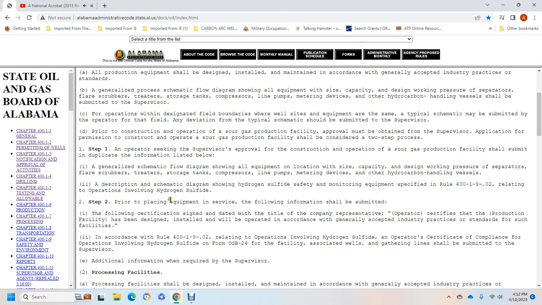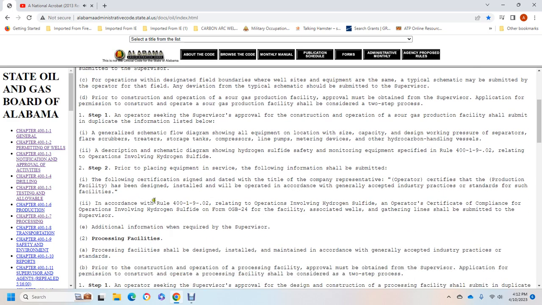Step 2. Prior to placing the equipment in service, the following information shall be submitted: 1. A certification, signed with the date, title, and company represented by the operator, that the production facility has been designed and installed and will be operated in accordance with generally accepted industry practice and standards for such a facility. 3. In accordance with Rule 401.902 relating to operations involving hydrogen sulfide, the operator shall certify compliance on Form OGB 24 for the facility, associated wells, and gathering line, submitted to the supervisor. Additional information may be required by the supervisor.